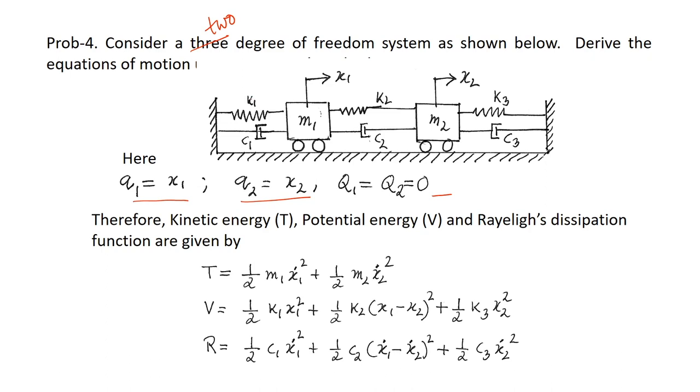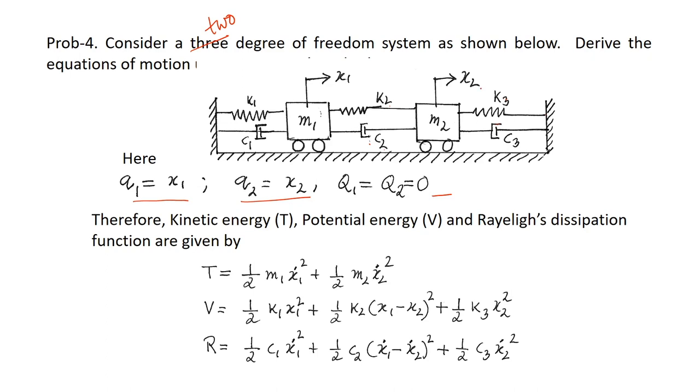Now, here you can see the spring k 1 and dashpot c 1 is fixed on the wall. One end is fixed on the wall and the other end is attached to the mass m 1, whereas the second spring having spring constant k 2 and dashpot having damping constant c 2 has one end connected to the mass m 1 and the other end connected to the mass m 2. Similarly, the spring k 3 and dashpot c 3 have one end connected to the mass m 2 and the other end fixed to the wall.